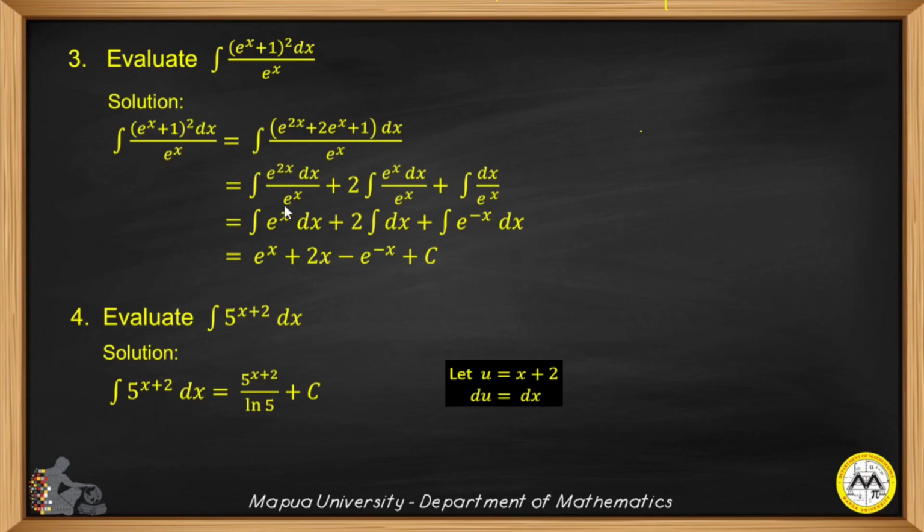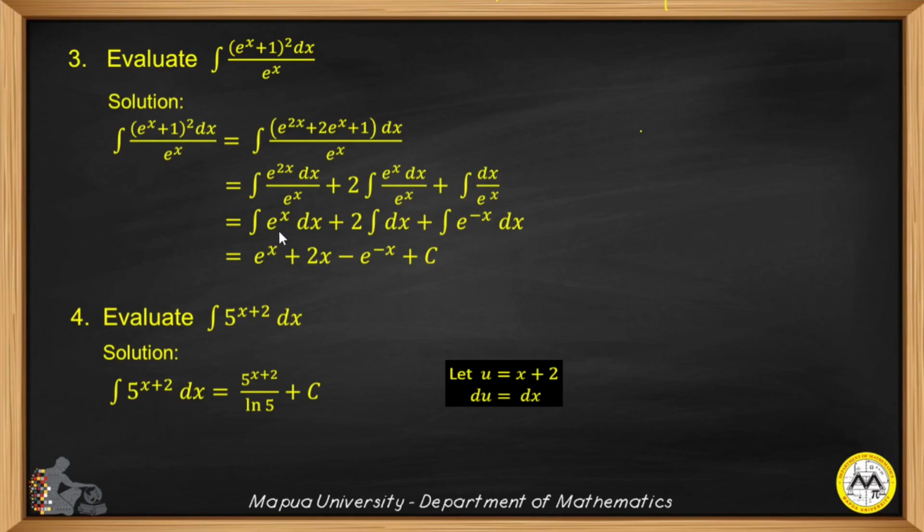And then we simplify each of the terms. So e^(2x) over e^x is e^x, applying the power formula, plus 2 times e^x over e^x. You cancel this out, so we have dx, plus the integral of dx over e^x. If we place this in the numerator, we get e^(-x) dx.